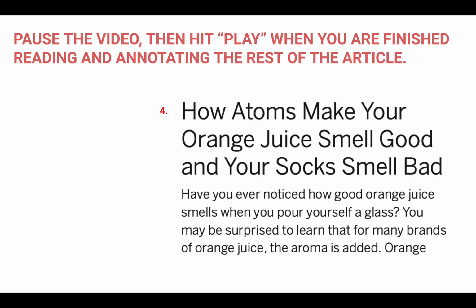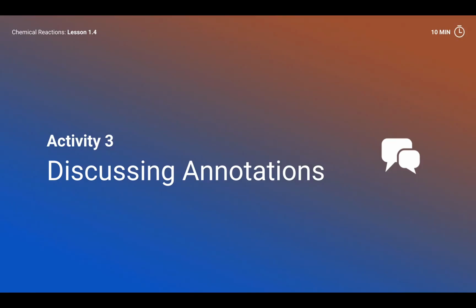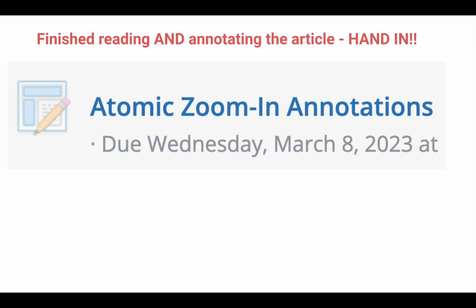Okay, so you are finished reading and annotating. Just a couple things that I'd like to talk about from the article to make sure that you caught it. It can be a little confusing with all the talk of the different chemical compounds. Before we do that, I want to see what you've done on your own. So I don't want to talk about anything and then have you fill in the blanks. So I would like you to go ahead and turn in your annotations of this article. You'll turn in all 4 pages, the entire document. The name of the assignment is Atomic Zoom In Annotations. Go ahead and do that right now and then continue the video.